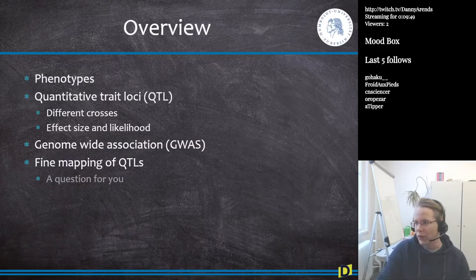Besides that, I want to introduce different types of experimental crosses that you can make so that you can do QTL mapping. We will talk about effect size, likelihood, and of course, if you talk about QTL mapping, you always have to talk about genome-wide association as well, because it's more or less the same thing. But there are some differences, so during the lecture I will show you what the overlap between the two methods is and what the differences are. And then we will talk a little bit about fine mapping of QTL.